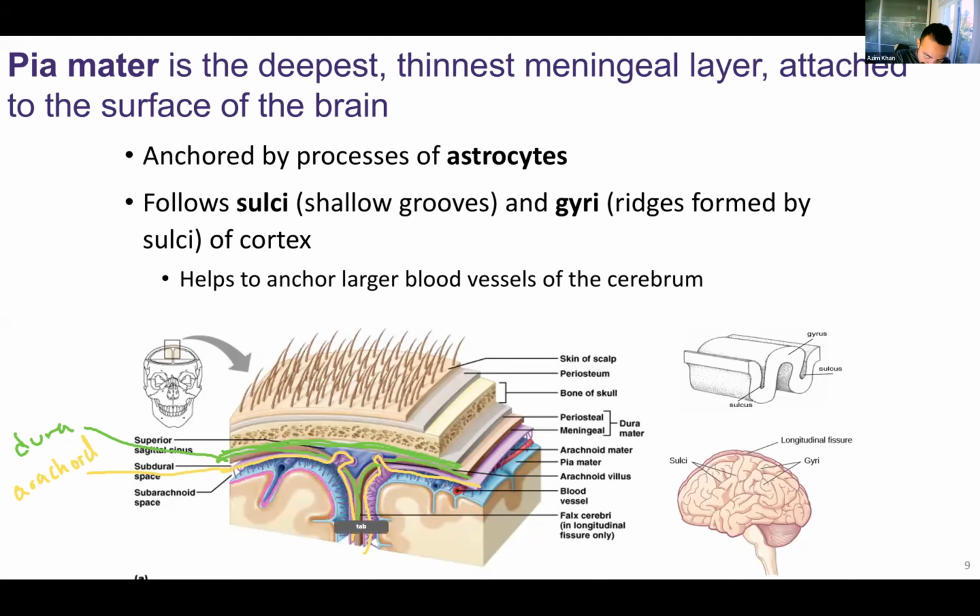If you notice, the arachnoid mater did not go with every crevice. It just kind of covers, like plastic wrap, all the crevices without actually going in every little nook and cranny. The pia mater does go with every wrinkle and fold.